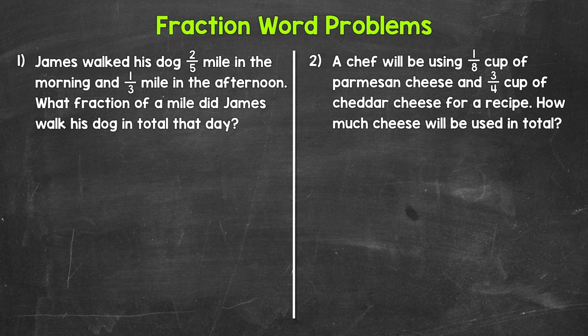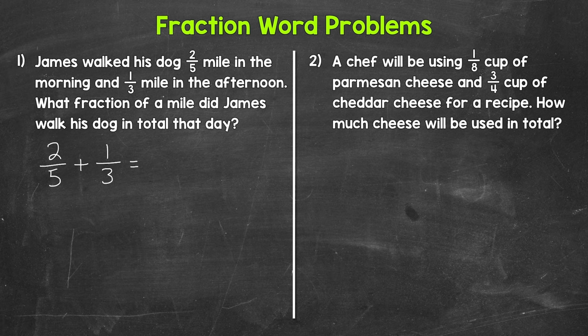Let's jump into number 1, where we have James walked his dog 2/5 of a mile in the morning and 1/3 of a mile in the afternoon. What fraction of a mile did James walk his dog in total that day? So here we need to add to find our answer. We need to take the distances, the morning and the afternoon, and combine them in order to find the total distance. So 2/5 of a mile in the morning plus 1/3 of a mile in the afternoon.